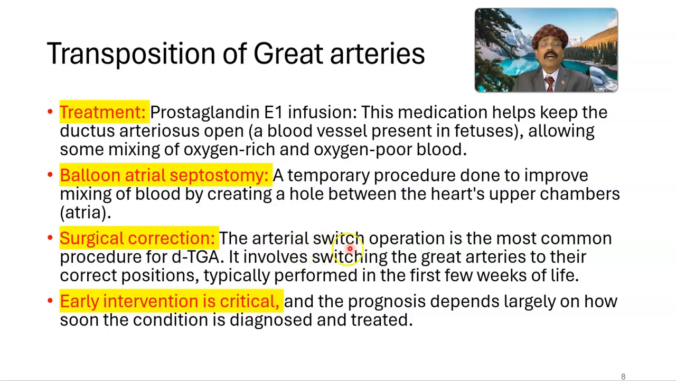Surgical correction: arterial switch operation is the most common procedure for dextro transposition of great arteries. It involves switching the great arteries to their correct position, typically performed in the first few weeks of life. Early intervention is critical. This is the prognosis, and the prognosis depends largely on how soon the condition is diagnosed and treated.